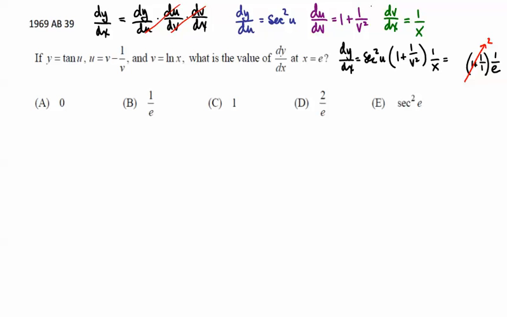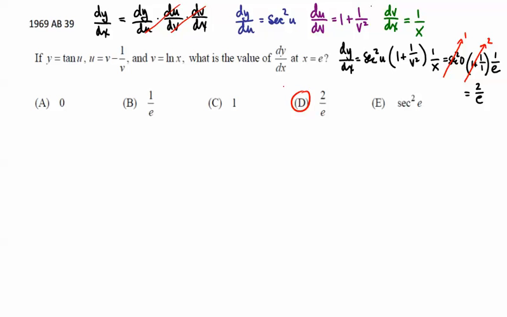And u is v minus 1 over v. So u will be ln of x, in this case ln of e, which is 1, minus 1 over ln of e, which is 1. So it's 1 minus 1 over 1, and that is simply 0. So we're going to have secant square of 0. And secant square is 1 over cosine square of 0, and cosine of 0 is 1, so that's just going to become 1 there. And we're going to end up with a value of 2 over e, which is option D.